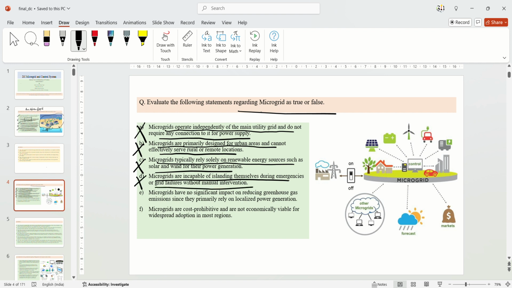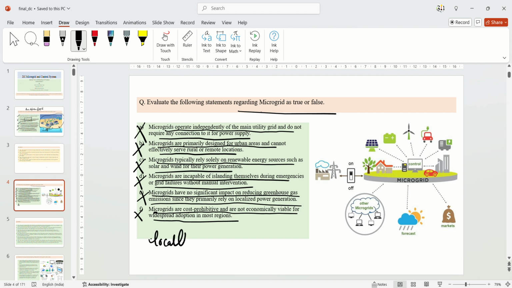Microgrids are incapable of islanding themselves during an emergency or grid failure without manual intervention. That is false, because we have manual intervention as well, but you also have automatic detection of islanding situations. Microgrids have no significant impact on reducing greenhouse gas emissions since they primarily rely on localized power generation. That is false. The next statement says microgrids are cost prohibitive and not economically viable for widespread adoption in most areas. That is false. It's sometimes cheaper compared to taking supply from the main grid, because you have locally generated energy sources, which are more reliable compared to taking power from the grid.